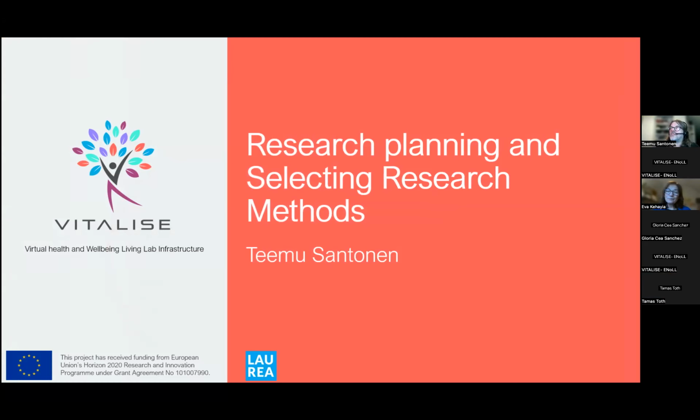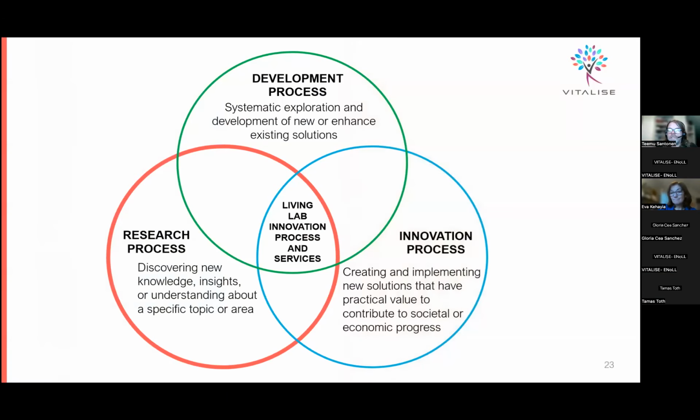So I'm talking about research planning and selecting research methods today. For those who were in the webinar too, you might remember these three circles where we had development process, innovation process, and research process. I was explaining that the Living Lab innovation is a kind of glue between all of these. Today we are focusing more on this research process, which is basically about discovering new knowledge, insights, and understanding about specific topics or areas.